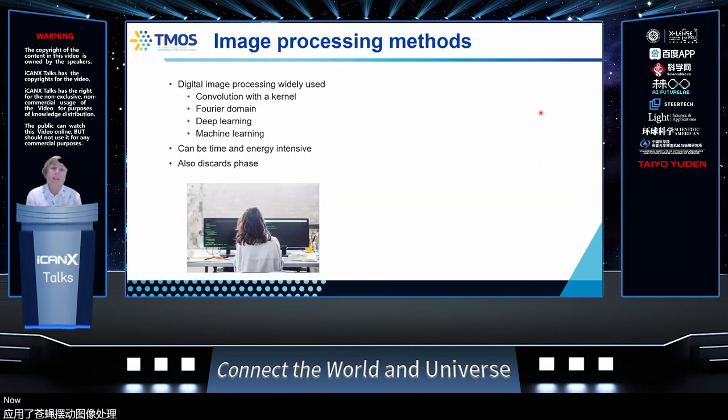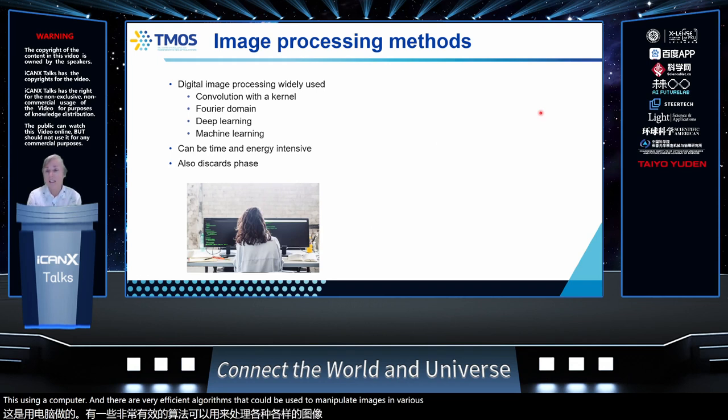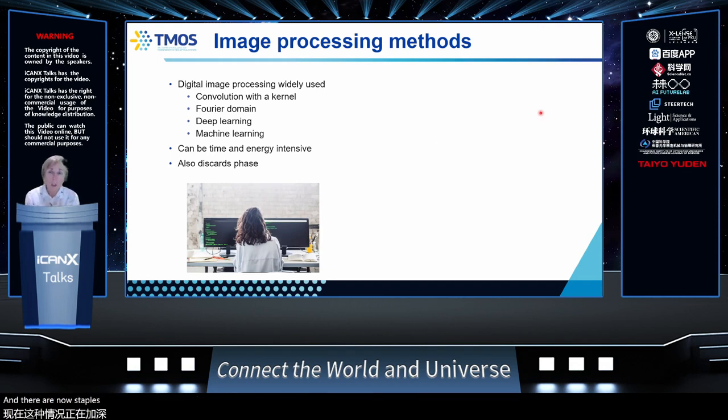Now, when one thinks about image processing, if you go and look at the dictionary definitions, they tend to refer to performing this using a computer. And there are very efficient algorithms that can be used to manipulate images in various ways. And there are now deep machine learning approaches that are emerging that are highly successful in modifying images and extracting information from them. These, however, can be quite time and energy intensive.